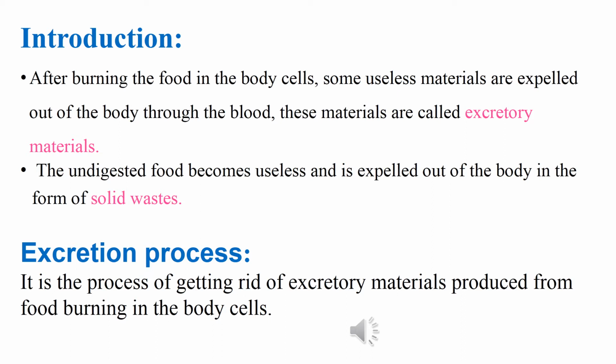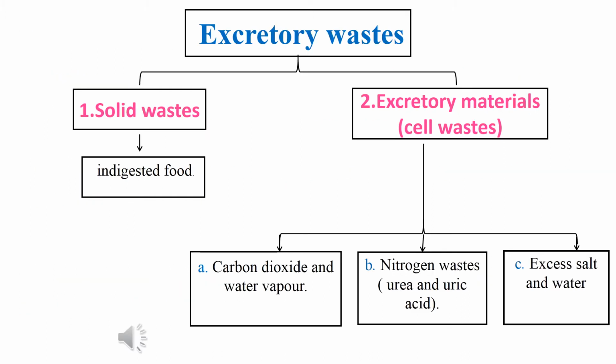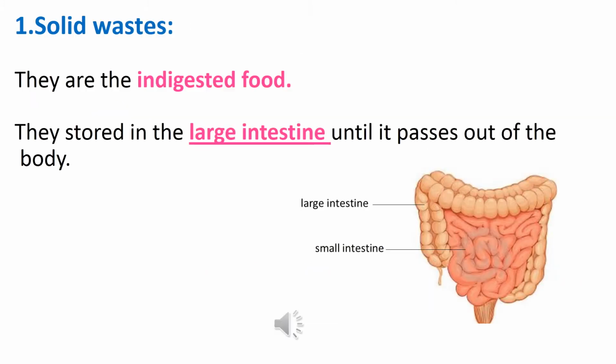The excretion process. It is the process of getting rid of excretory materials produced from food burning in the body cells. Now we will talk about the excretory wastes. There are two types of excretory wastes: solid wastes and excretory materials or cell wastes. The solid wastes are the undigested food, and the excretory materials are carbon dioxide and water vapor, nitrogen wastes, the urea and uric acid, and excess salt and water.